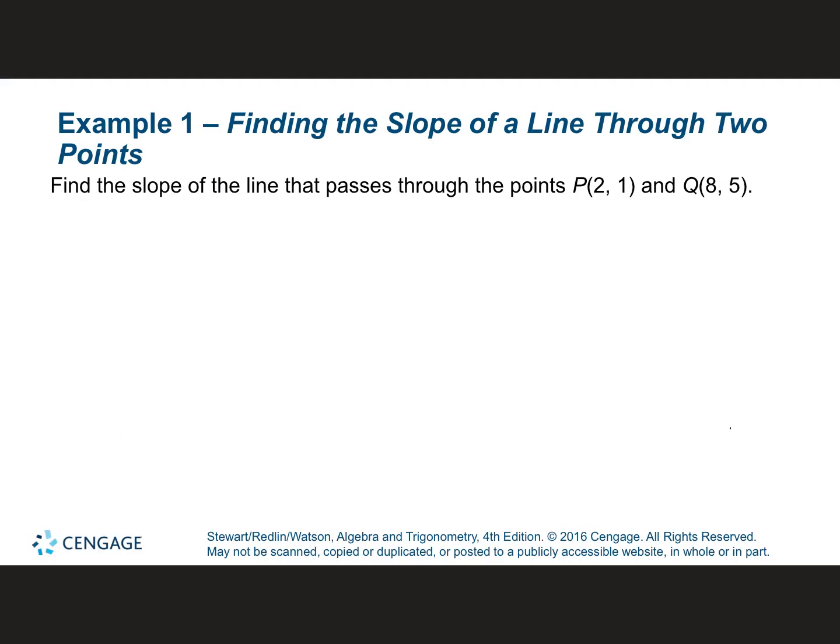In example 1, we're going to be finding the slope of a line through 2 points. So it gives us P and Q. We're going to use our slope formula. What's our slope formula? y2 minus y1 over x2 minus x1. So I'm going to start by labeling my points. That way it's just easy for me to plug them in. So x1, y1, x2, y2.